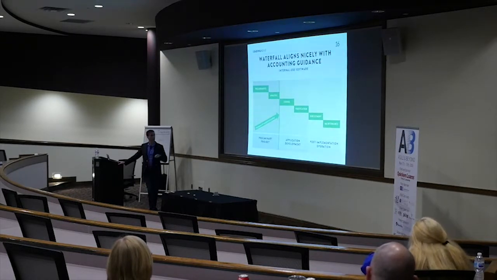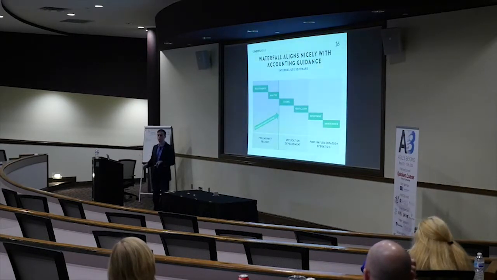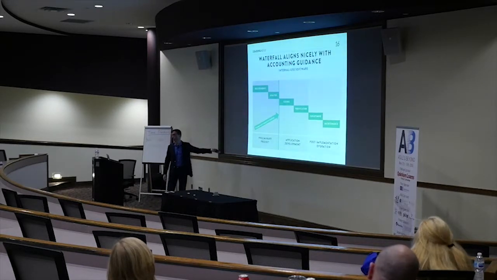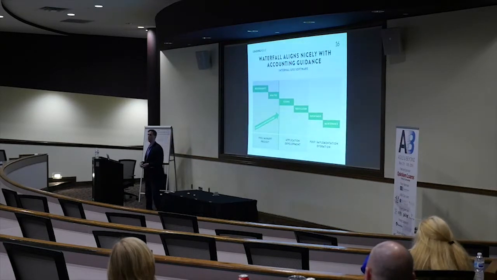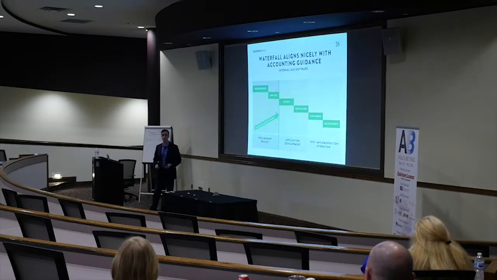So when the accountants reached out into the industry and said, hey, how do you do software development? They all said, we do waterfall. And the accountants said, okay, we'll build our accounting model to line up with what you're doing. So your requirements analysis lines up with the preliminary project stage. Then your application development lines up with your coding and verification. And when you move into deployment and maintenance, that's the post-implementation operation stage. It lines up quite well. They had their three stages, which line up with the overall waterfall process.